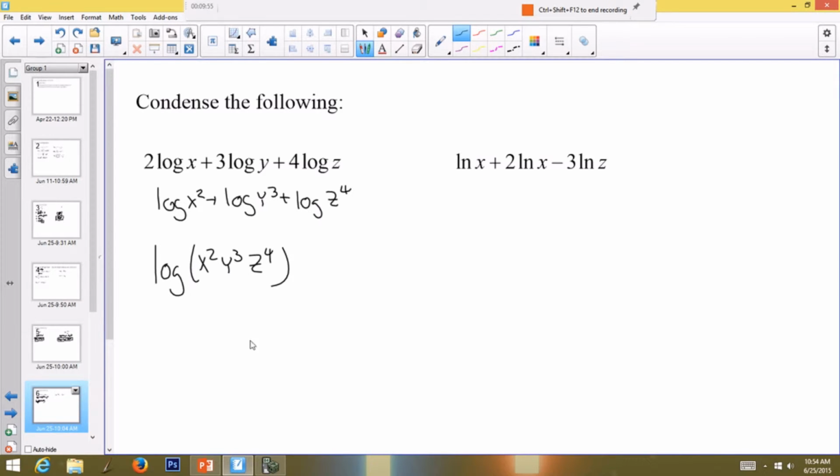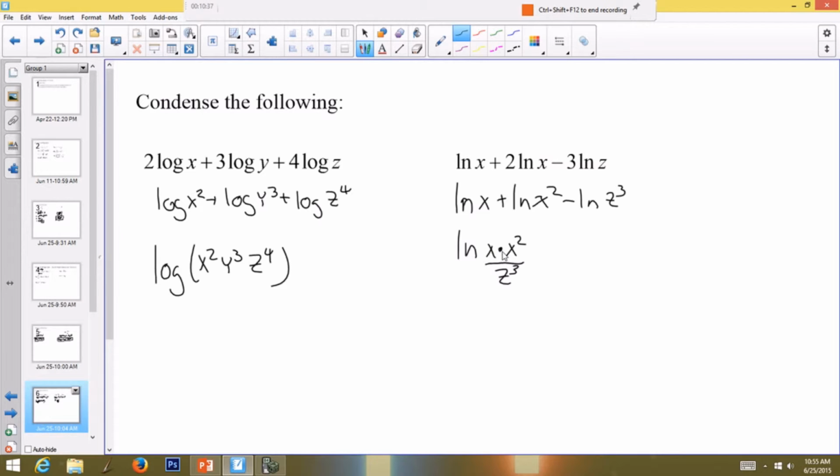All right, similarly here with ln's, this ln does not have a coefficient, but the second one and the third one do. So I have to push the exponents up for both of those. So I'll have the ln of x plus the ln of x squared minus the ln of z to the third. Now, the first two I can combine with a multiplication. So I'll have the ln of x times x squared, and then I can condense this subtraction with a division, and I can say that is z to the third.